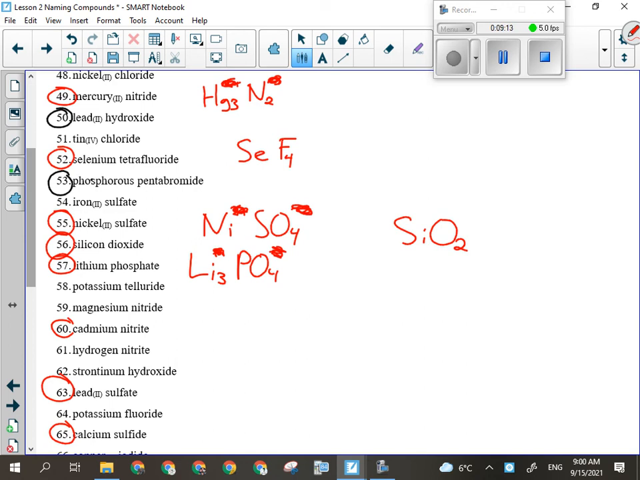Something else I noticed, I can't remember if this class or my period 4 class, okay, is that people are leaving the numbers up top. Okay, the numbers don't stay up top, the numbers have to be down below. They're subscript. Okay, so make sure that they drop down when you're done.